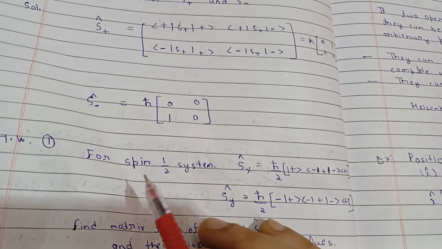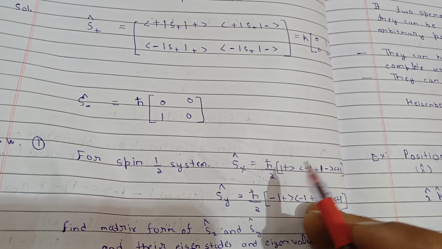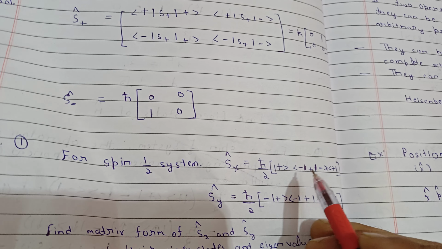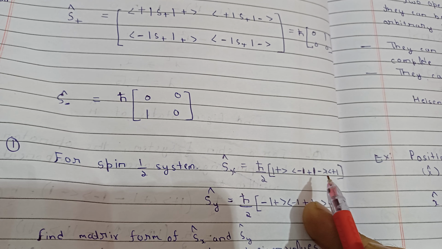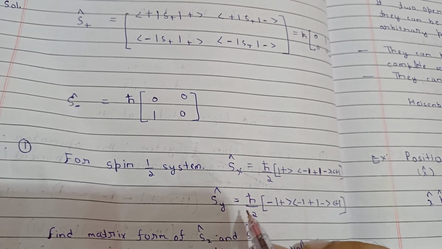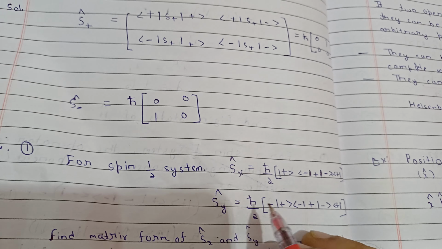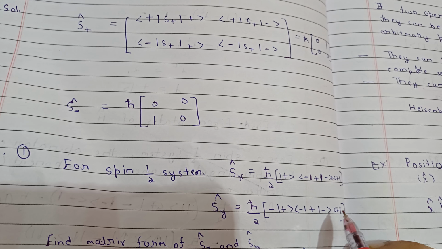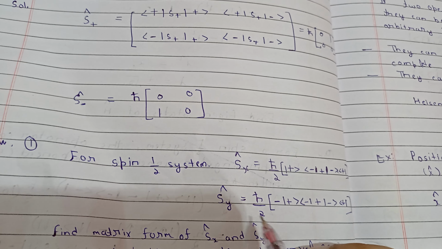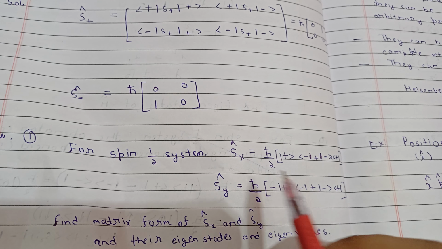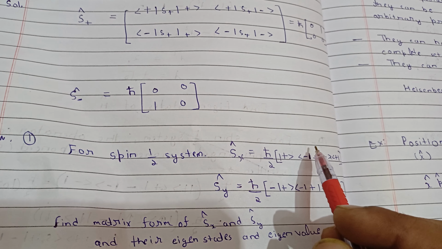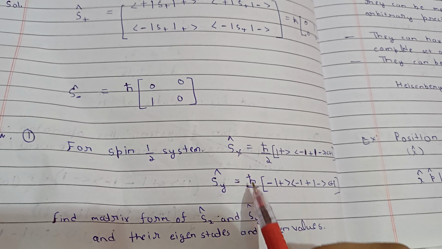Try to solve. For a spin half system, Sx is given as h cut by 2 times (plus minus plus minus plus), and Sy is given as h cut by 2 times... sorry, it is minus of plus minus and plus of minus plus. So you need to write the matrix for these operators, and you need to find the eigenvalues and the eigenstates for all of them.